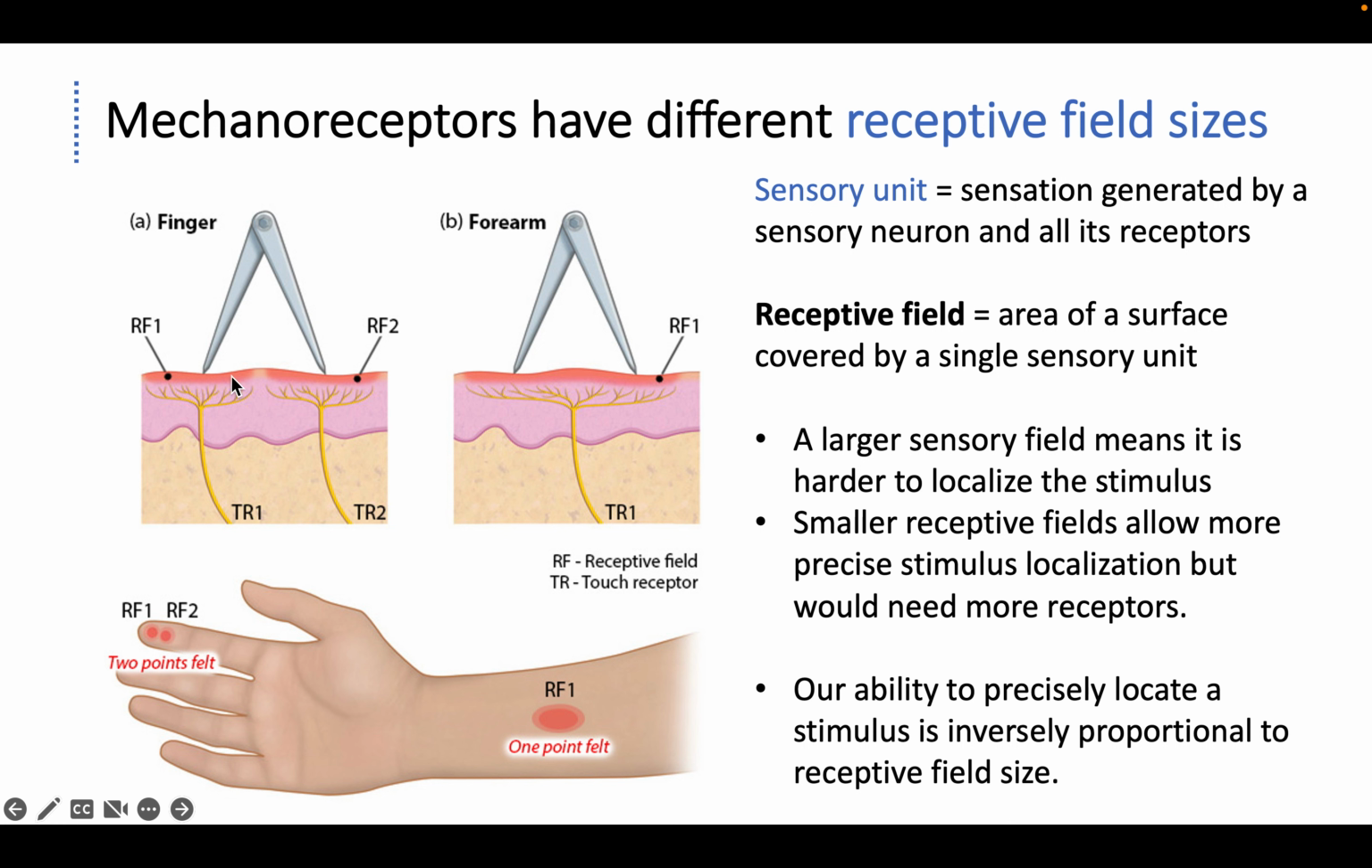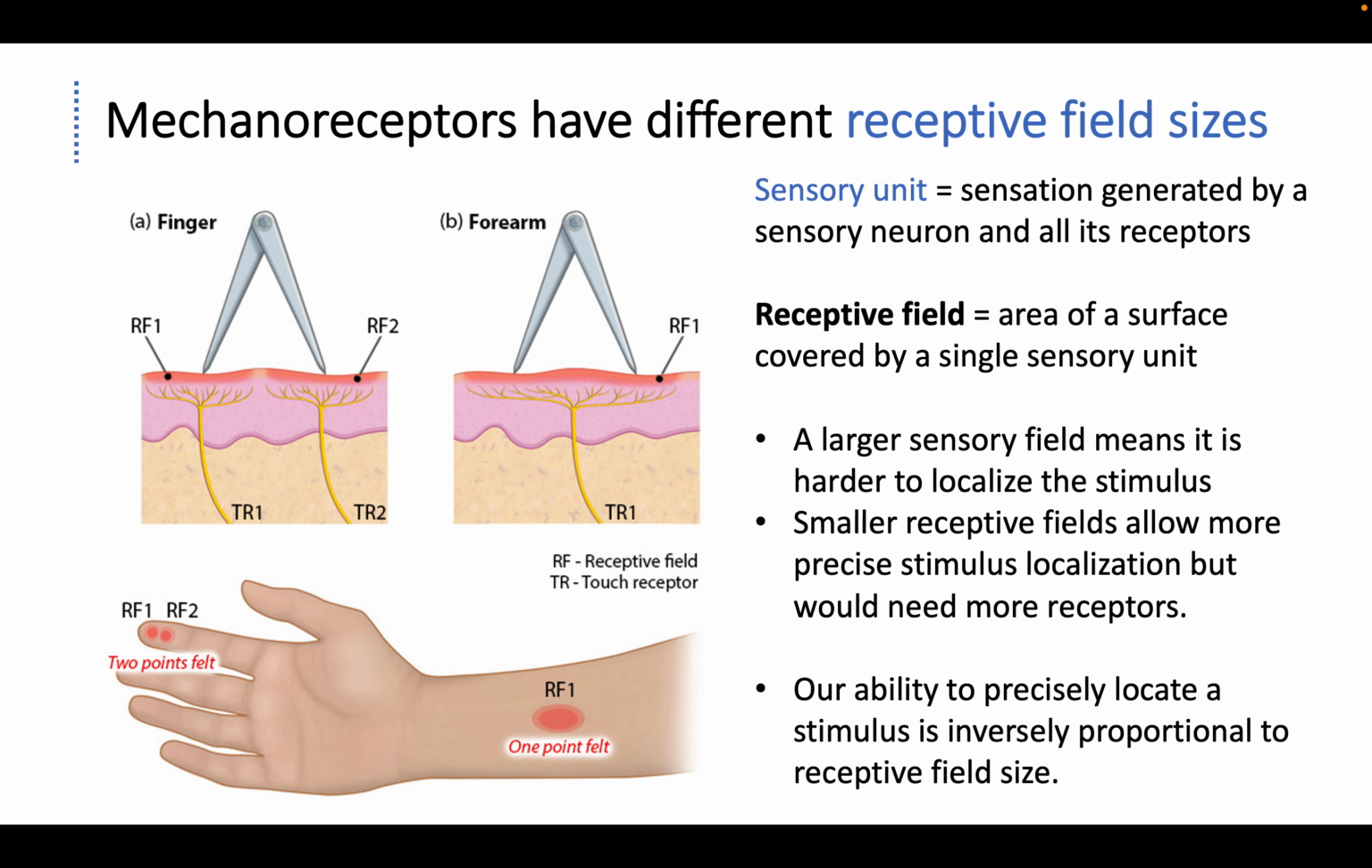You can test this by using 2 points and touching the skin at the same time along different parts of the body. So you could try the upper arm, you could try the forearm, you could try the fingers. Now, the relationship between this is inverse. If the receptive field is very, very large, then you have a smaller chance of being able to precisely locate that stimulus or being able to tell that it was 2 points versus 1 point. If it is a very small receptive field, like we see on the left, then you have a greater likelihood of being able to tell that there were 2 points there, because the receptive fields are smaller, so you're more than likely going to stimulate 2 different receptive fields, so you're going to feel it as 2 different points.